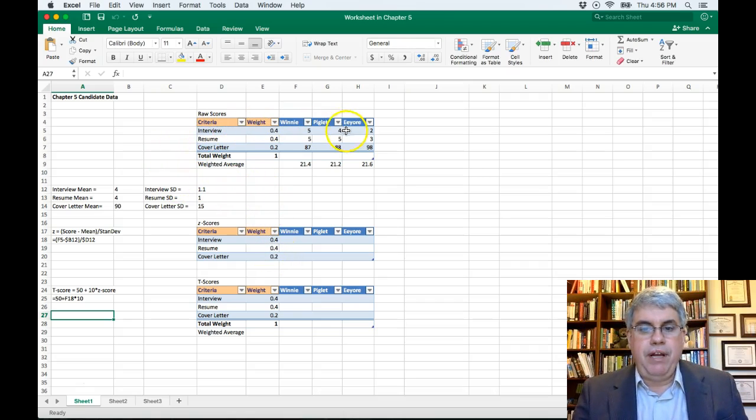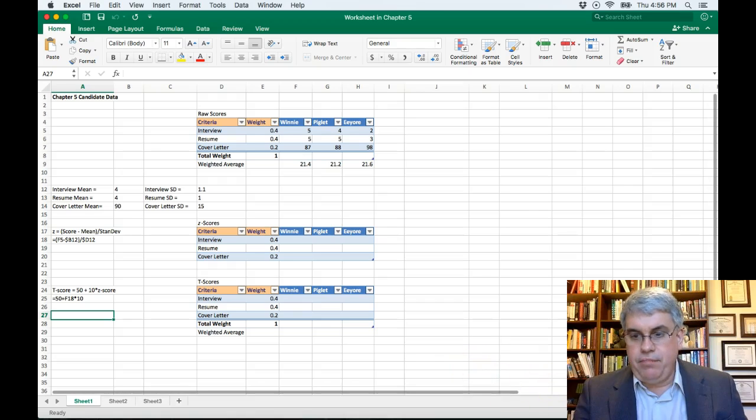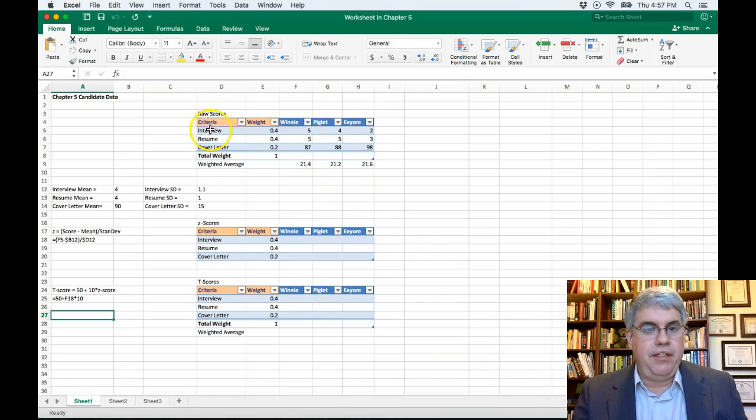Okay, so here we have some data for some candidates, and their raw scores. We've got Winnie, Piglet, and Eeyore, and we've got an interview score, a resume score, and a cover letter score. Winnie got 5 and Piglet got 4 on the interview, Eeyore only got 2. With the resume, it was about the same. Winnie and Piglet both got 5 and Eeyore got 3. And on the cover letter, Winnie got 87, Piglet got 88, and Eeyore got 98.